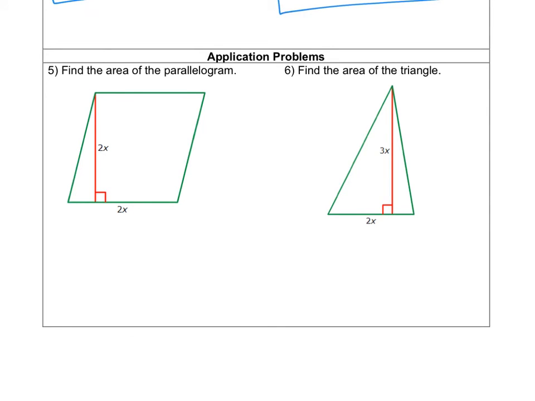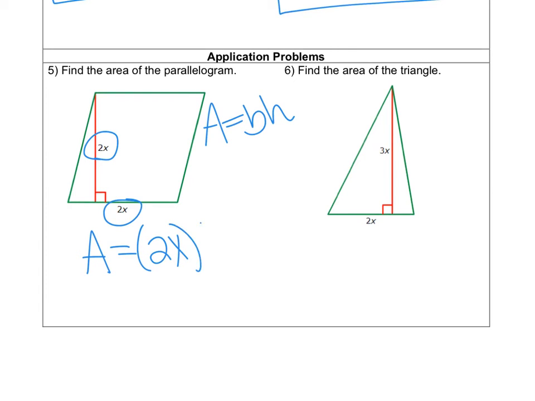We want to find the area of this parallelogram. So remember that the area of a parallelogram is the base times the height. My base is 2x and my height is 2x. So to find the area, I would just multiply the base and the height together. So 2x times 2x is 4x squared.